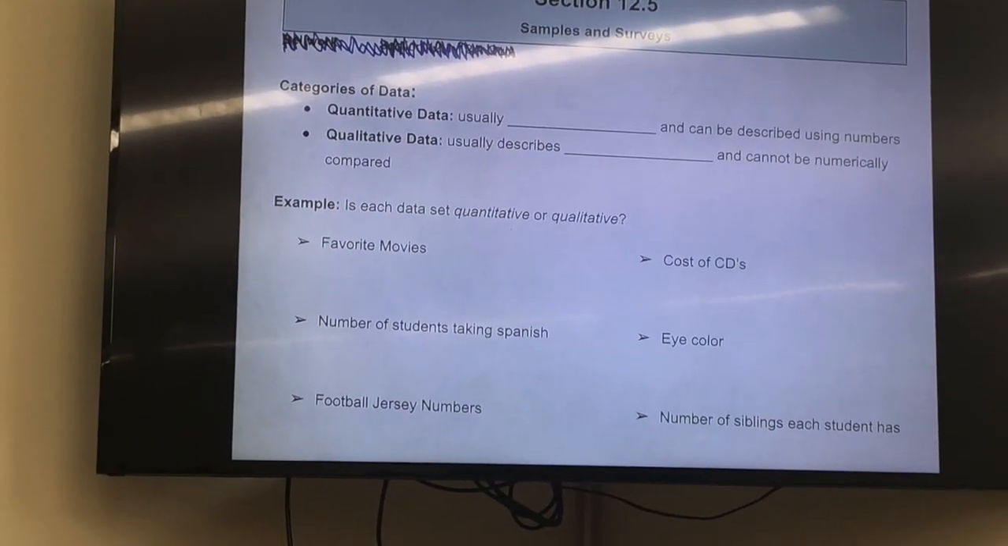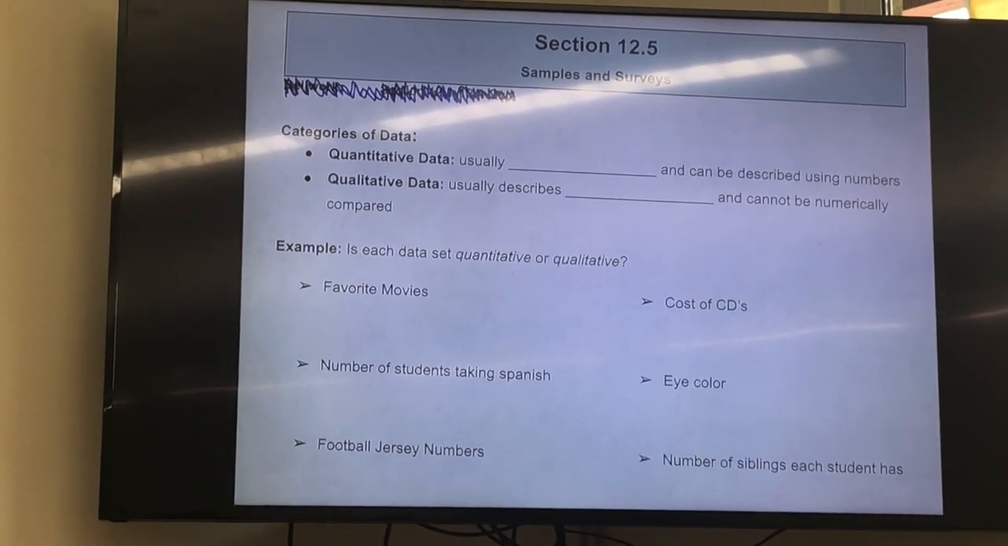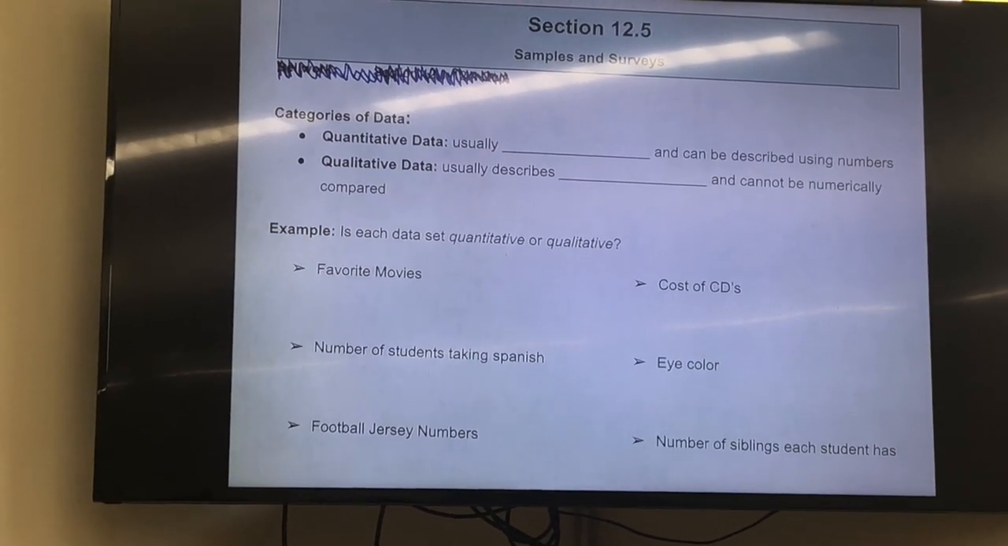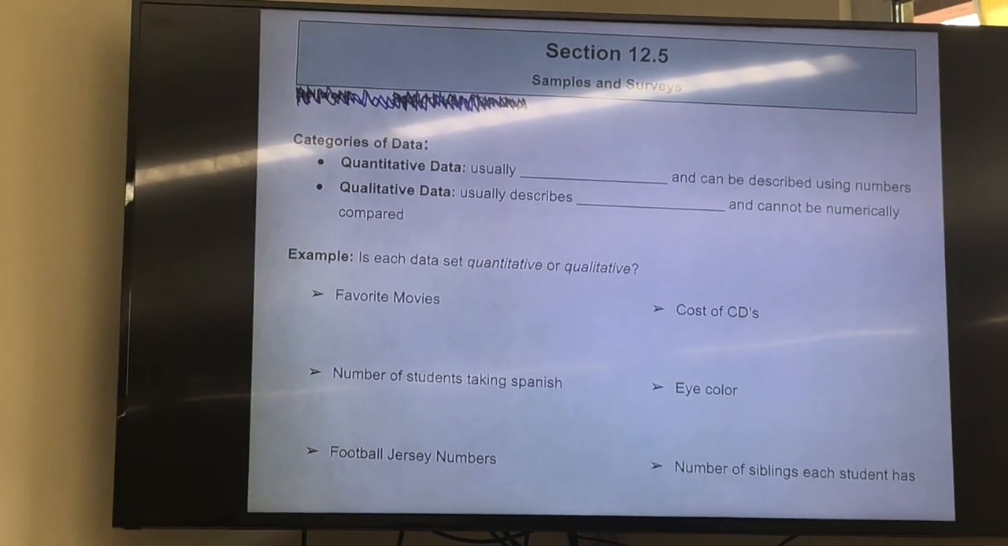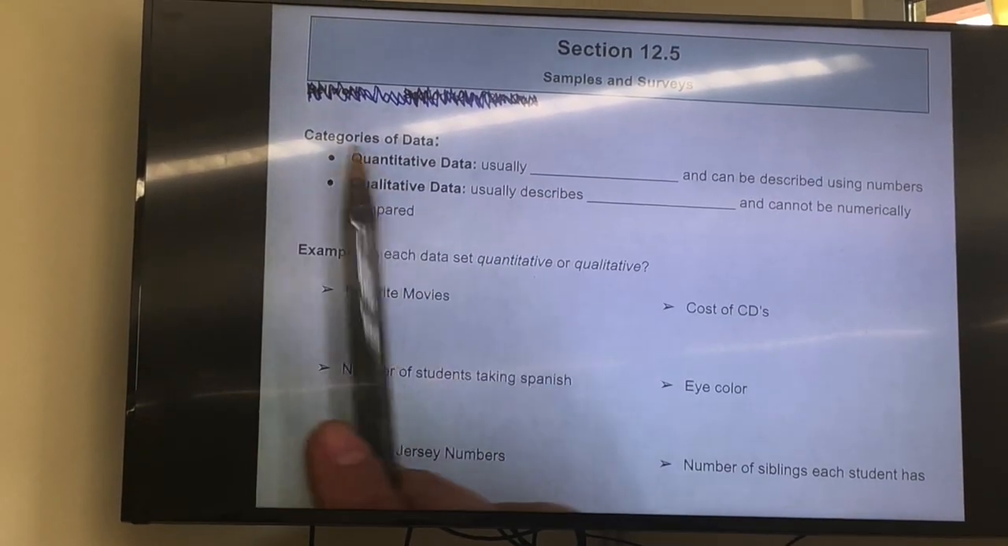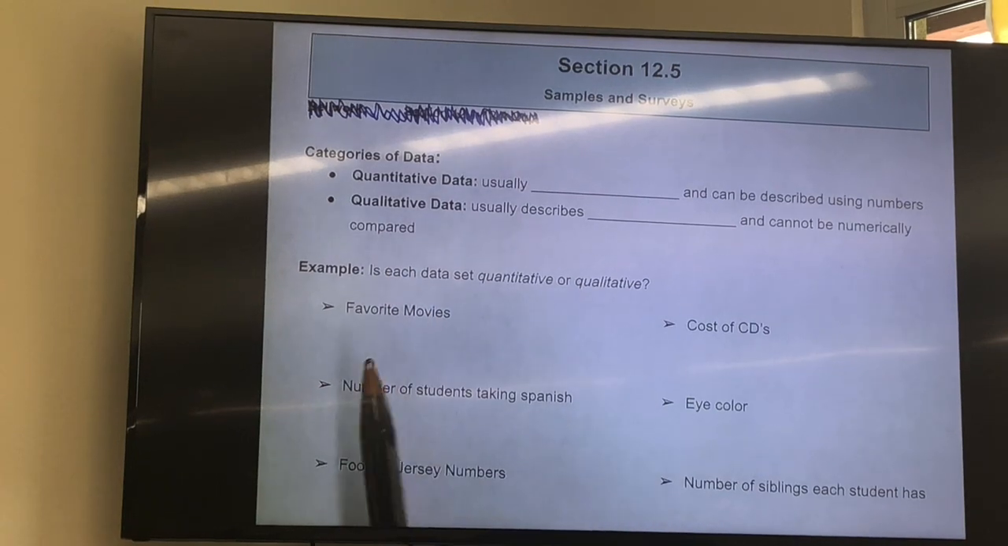Okay, section 12.5, samples and surveys. So we have a lot of keywords and terminology that you're going to need to learn the definitions and use them on your homework for today. So if we are looking at categories of data, we have two types.